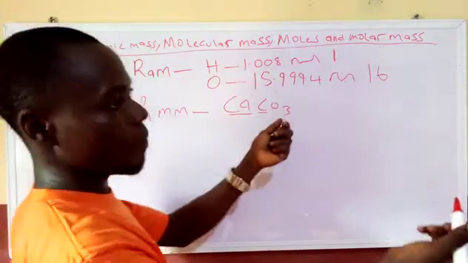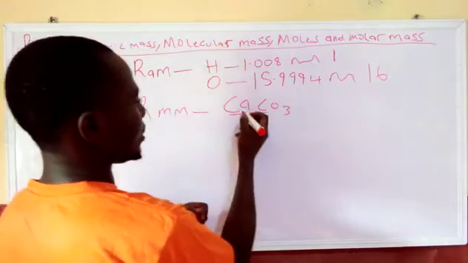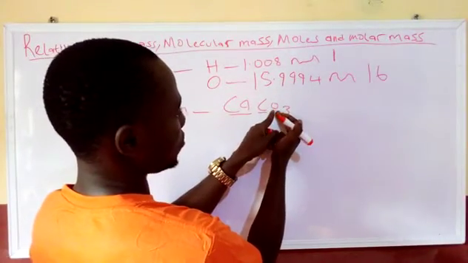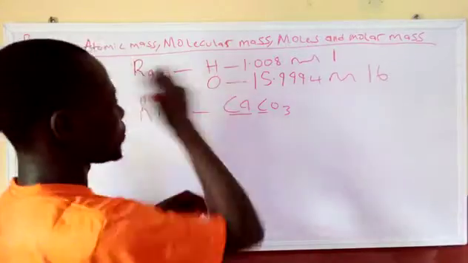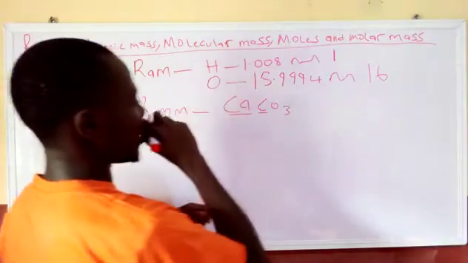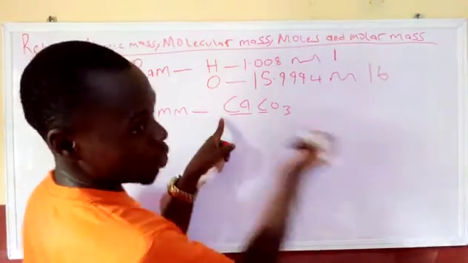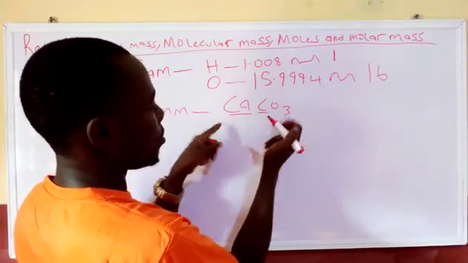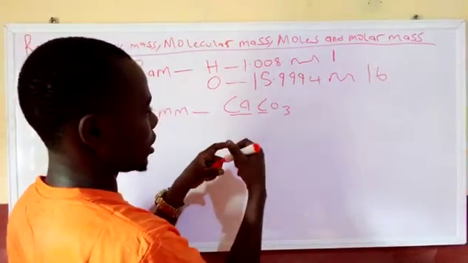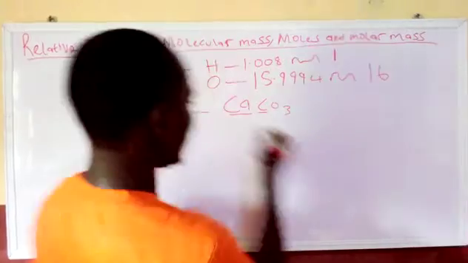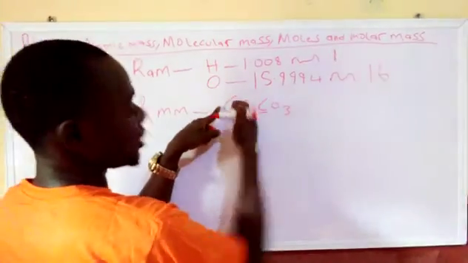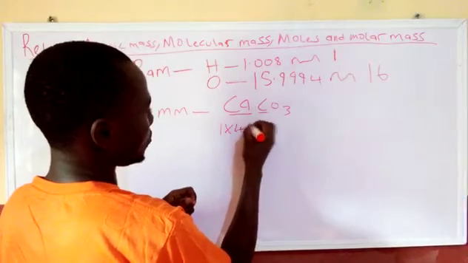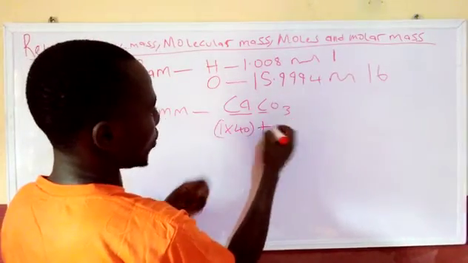What's the relative molecular mass? Look at this calcium, this carbon, this oxygen. Are you getting it? Calcium has a relative atomic mass of 40. Don't let me guess, that's 40. Since we have only one calcium here, let's say 1 times 40. Let's bracket it.